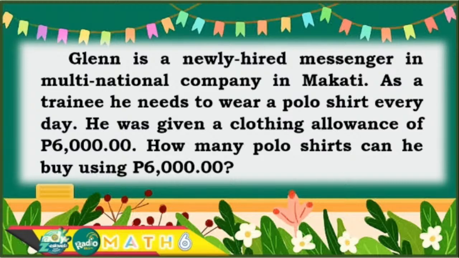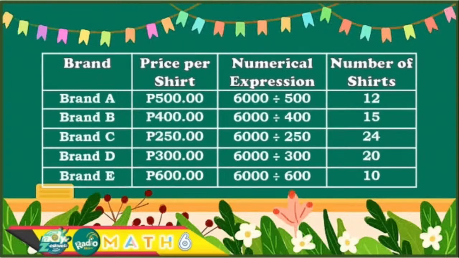To help him decide how many polo shirts he can buy, we will make a table of prices for typical brands of clothes. Now we have brand A, brand B, brand C, brand D, and brand E. The answer to the question depends on the brands of clothes Glenn will buy. From the given example, can you give an algebraic expression for the number of shirts that he can buy?